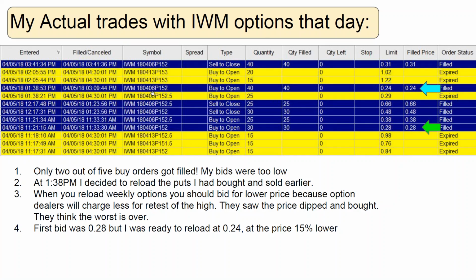And as you can see, I got filled on one of those orders, and I managed to sell it later at 31 cents. The only reason I sold it is that, based on my chart, I expected a gap up on Friday, and you know what happened next. We got a gap down on news, but my plan was to buy back those options at Friday open. It didn't happen, but I booked a nice profit on the trade.